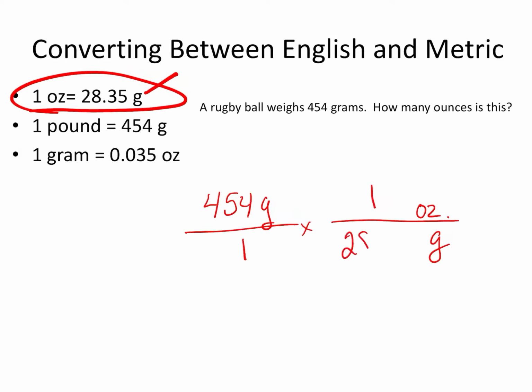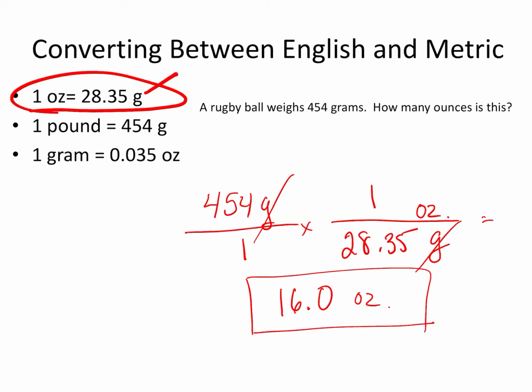1 ounce to 28.35 grams. The grams cross out. Our numbers are on opposite sides of the fraction, so we're going to divide. 454 divided by 28.35 equals 16.0. Let's just leave it. It's 16.01 ounces. Okay, so a rugby ball is 16 ounces.